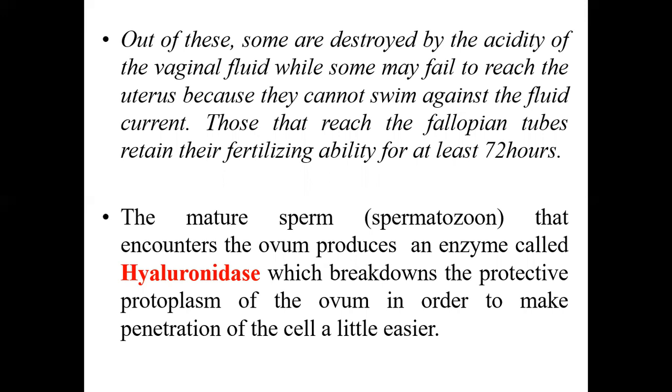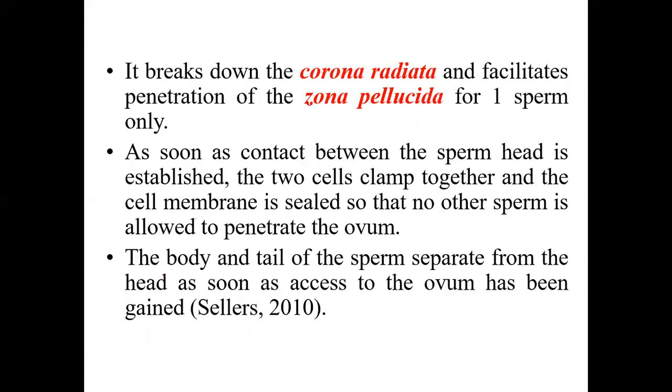So the mature sperm, the spermatozoon that encounters the ovum, produces an enzyme called hyaluronidase. This enzyme breaks down the protective protoplasm of the ovum. The ovum has a protection around itself, so the sperm will produce an enzyme to help it penetrate the ovum. And the name of the enzyme is hyaluronidase, which is very important to take note.